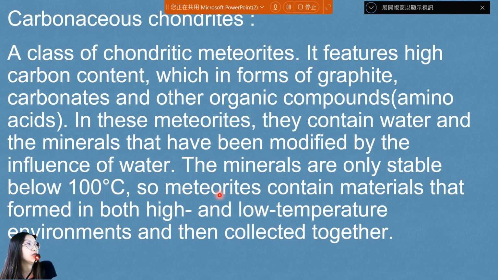In these meteorites, they contain water and minerals that have been modified by the influence of water. The minerals are only stable below 100 degrees Celsius. So the meteorites contain minerals that form in both high and low temperature environments and then collect together.